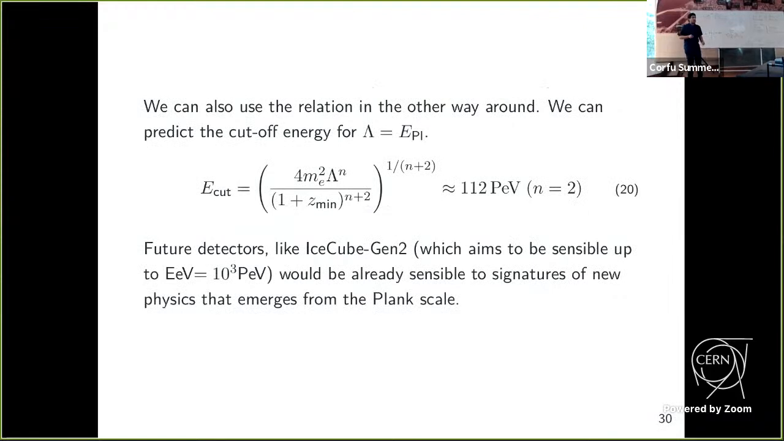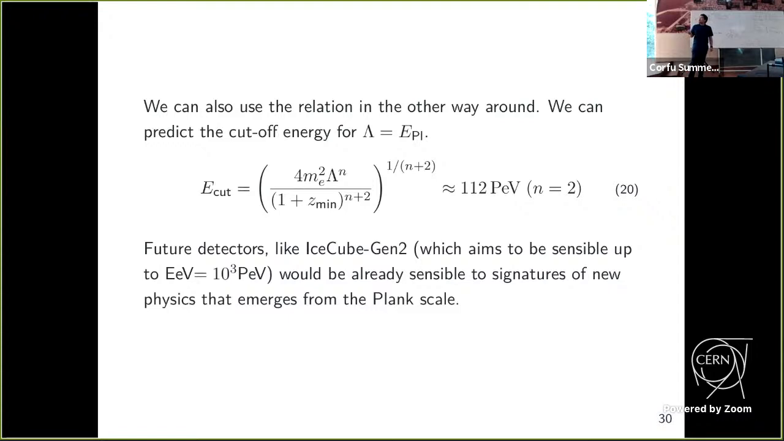For example, we can ask where we are supposed to see a cutoff if the scale of new physics is in fact on the order of the Planck scale. Putting this information for n equal 2 in the expression of the cutoff as a function of the closest source, we are going to consider 0 the closest source, and the scale of new physics equal to the energy of Planck, we get that we are expecting a cutoff near 100 PeV.